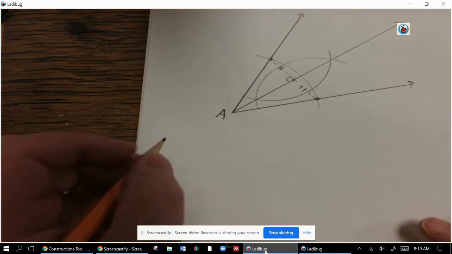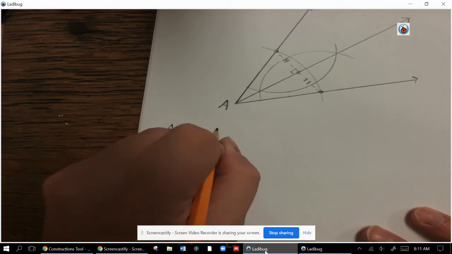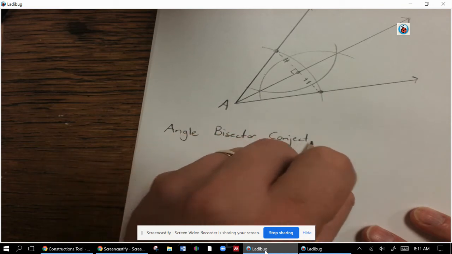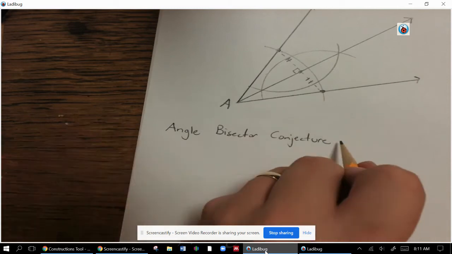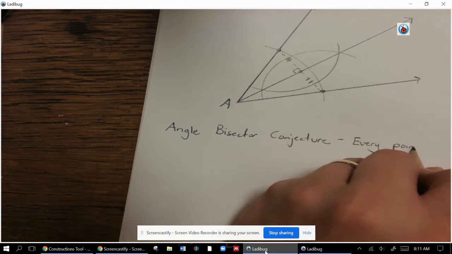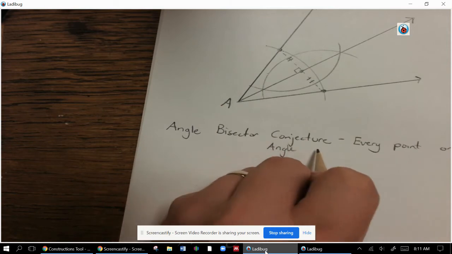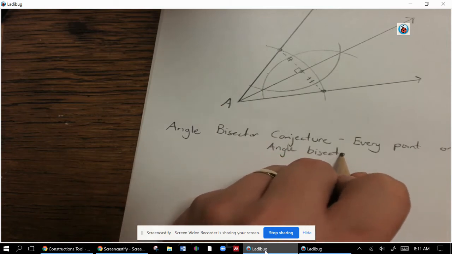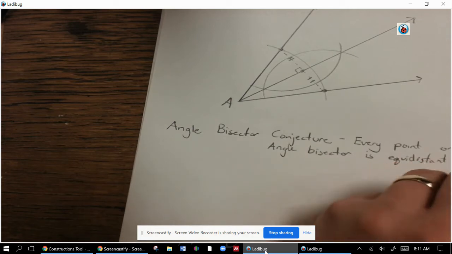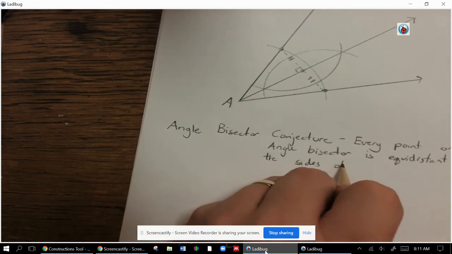So the last thing here that we've got to talk about before we flip over to the computer is the angle bisector conjecture. The angle bisector conjecture says that every point on the angle bisector is equidistant from the sides of the angle.